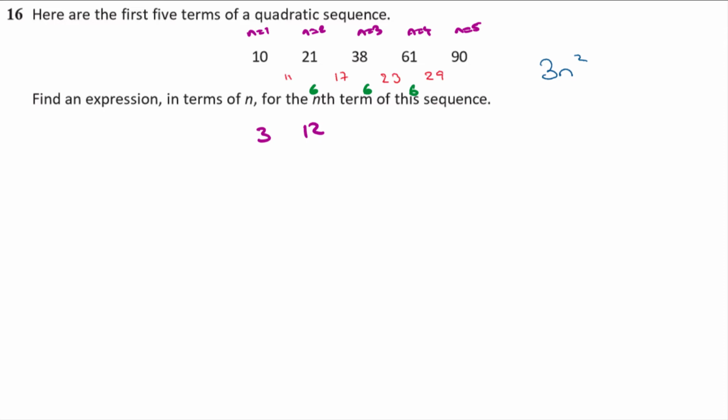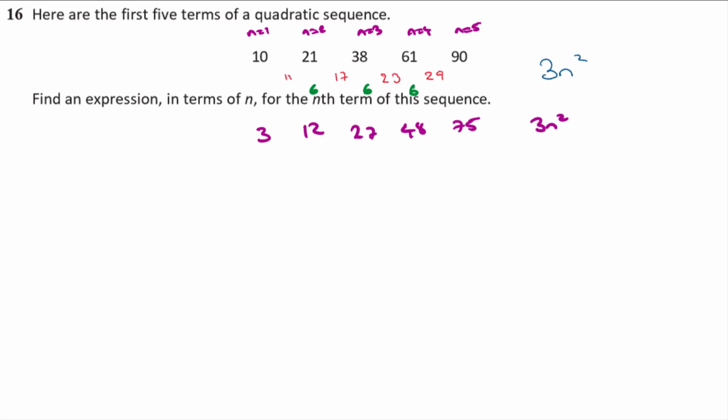When n is 3, 3 squared is 9 times 3 is 27. And then 4, n squared is 16 times 3, 48. And then 5 is 25 times 3 is 75. So then you work out the differences between your original sequence and this sequence for 3n squared.